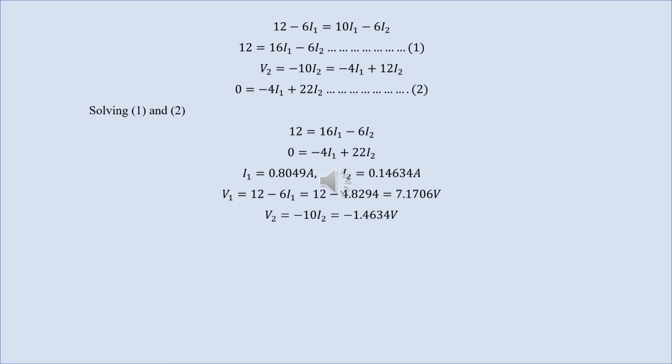We can then substitute these values into our V1 equals 12 minus 6 multiplied by our I1, and our I1 is 0.8049, so our V1 will give us 7.1706 volts. Our V2, which was minus 10 I2, is minus 10 multiplied by the value of our I2, and that will give us minus 1.4634 volts.